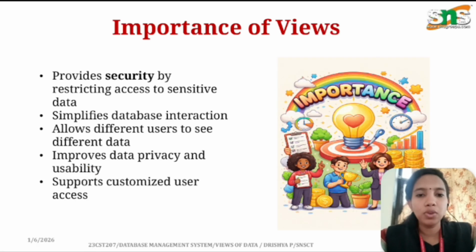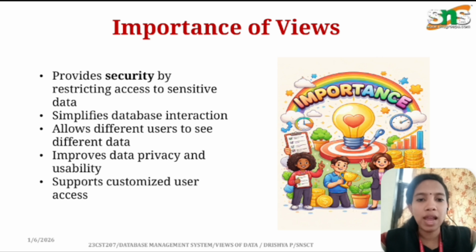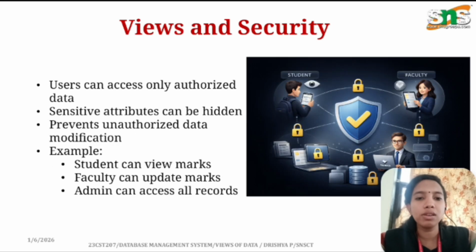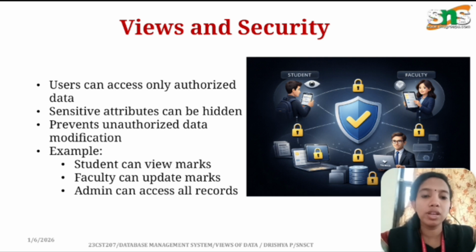Then the importance of views: they provide security by restricting access to sensitive data, simplify database interaction, and allow different users to see different data, that is, customized user access. Views and security means users can access only authorized data. Sensitive attributes can be hidden, and unauthorized data modification is prevented. For example, a student can view marks, faculty can update marks, and admin can access all records.